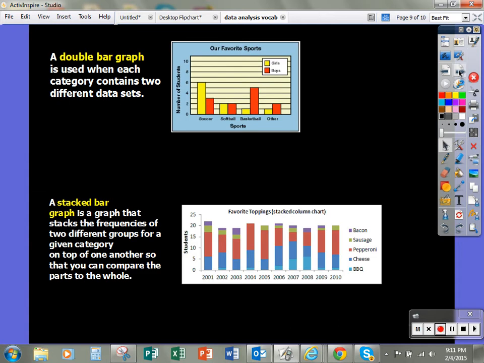There are 2 other kinds of bar graphs that we will look at. The first is a double bar graph, and you use this when you are comparing 2 different categories, such as boys and girls. A stacked bar graph is one where you stack the data on top of each other instead of side by side, like the double bar graph, so that you can compare to each other as well as to the whole.